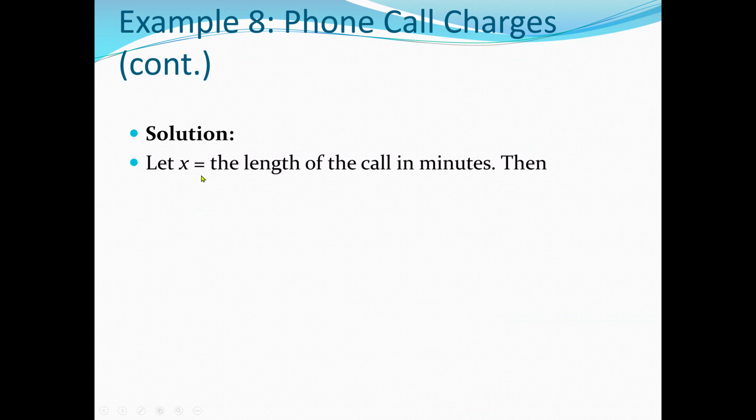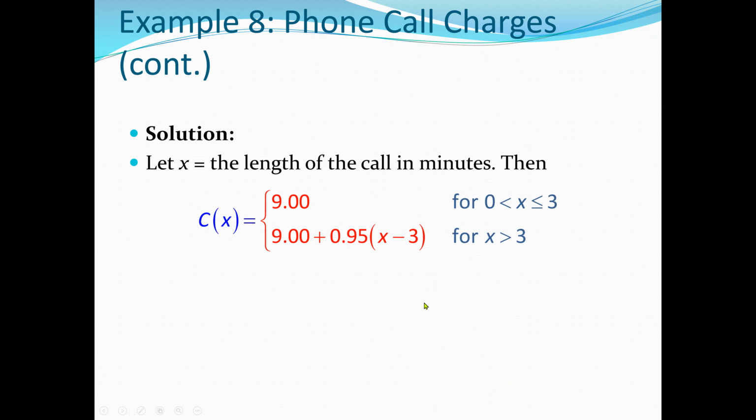So we say, okay, let X represent the length of the call in minutes. So we're going to have two functions, which is called a piecewise function. We know we pay $9 if only X is less than or equal to 3. And of course, it has to be greater than 0 because time is positive. Then the second option, when it's more than 3 minutes, remember the first 3 minutes you paid $9. So the rest you pay 0.95, depending on how many minutes I make.